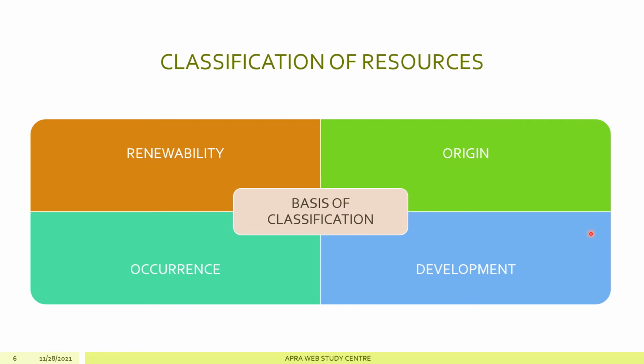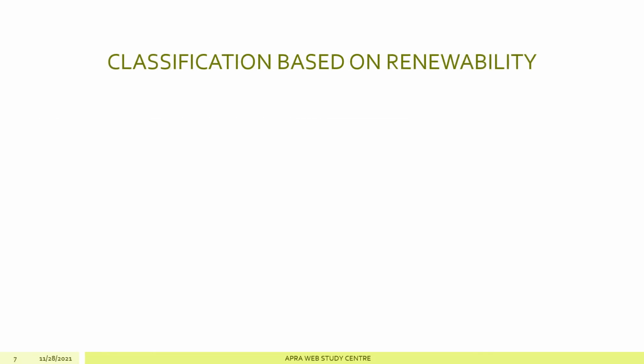Now let's look at the classification of resources. You might have seen these terms on the very second slide. So let's see what are the basis of classifications of resources. These are renewability, origin, occurrence, and development. So, want to learn about all these stuff? Let's get right into it. Let's take a look at classification based on renewability.